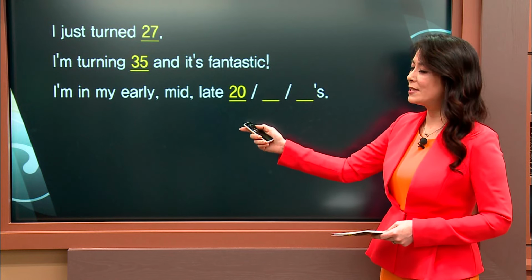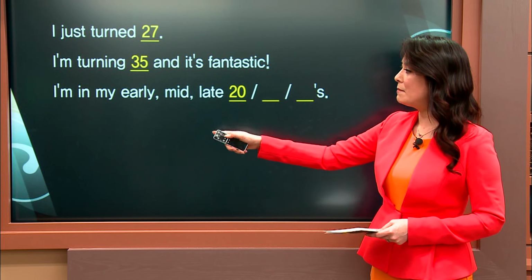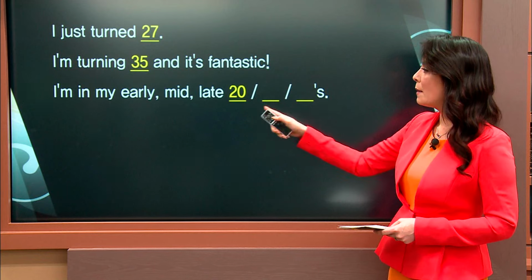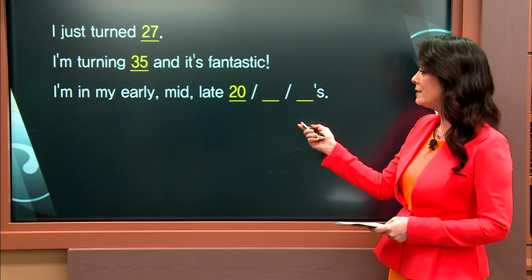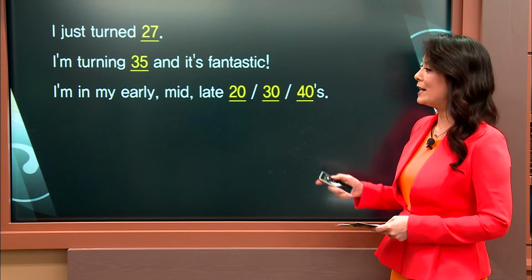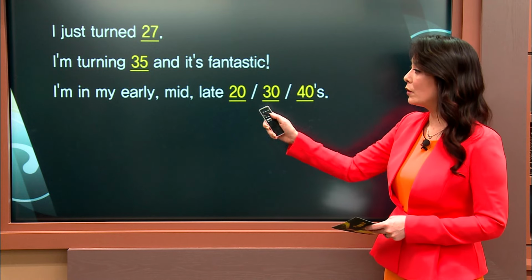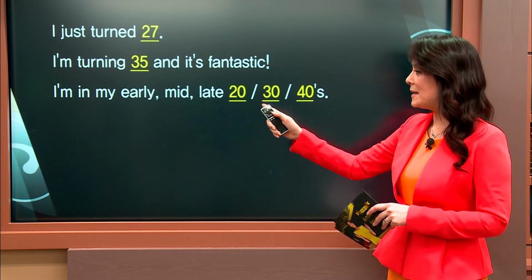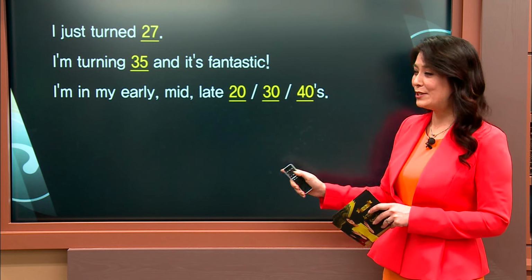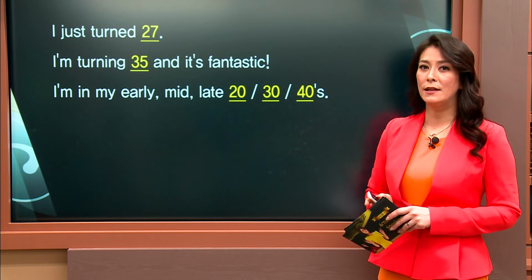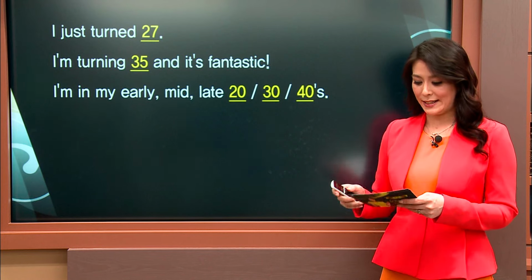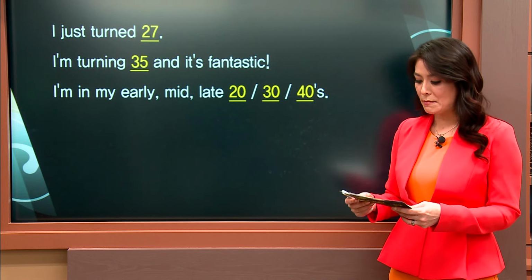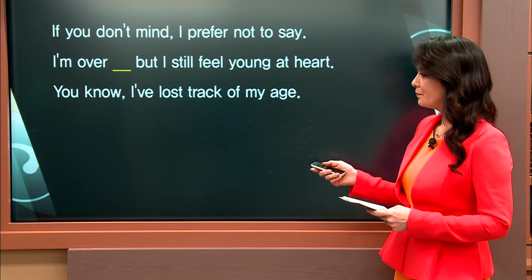Moving on to this one. Very simple as well, but just as a review, you can say, I'm in my early 20s, mid-20s, late 20s, or perhaps 30s and 40s. Okay? Now, early is in the beginning. Mid is the middle, and late 30s would be the latter part of your 30s. So keep these expressions in mind as well. What about this one?